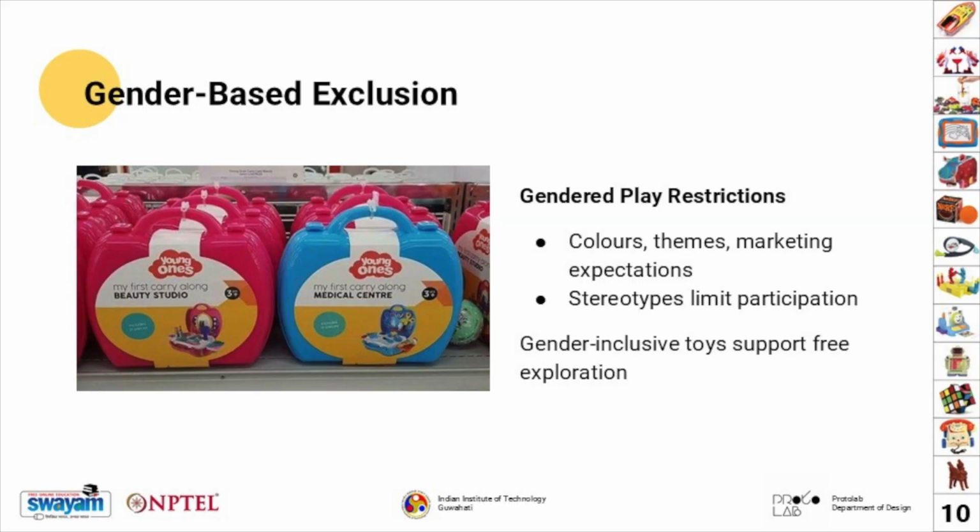Some exclusions are not physical at all, they are social. Children quickly learn which toys are for them and which are not. A boy may avoid dolls not because he dislikes them, but because the environment signals they are inappropriate. A girl may avoid construction toys for the same reason. Here, the barrier is expectation.